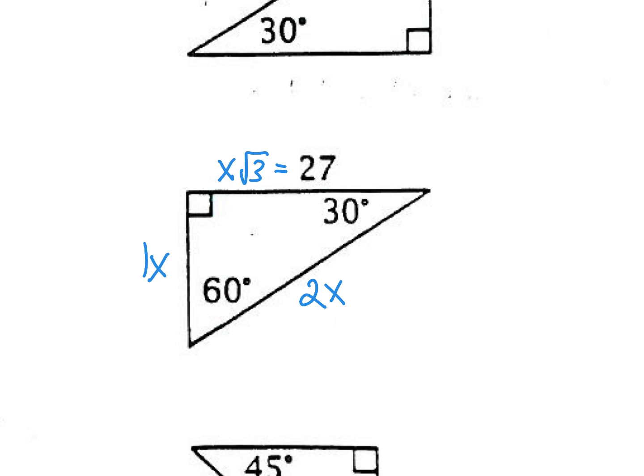Now this time around, they weren't so nice to you. They didn't give you the short side. Whenever they give you the short side, it's a lot easier. What did they give you now? Those jerks. They gave you an equation. That's all that is right there.